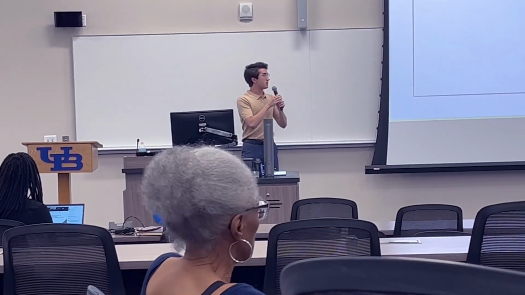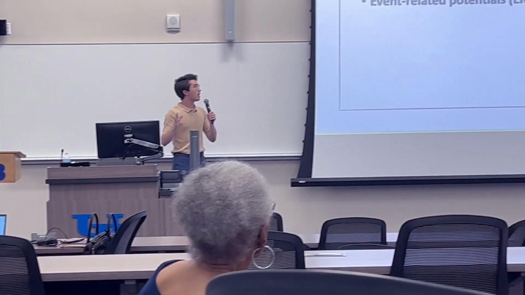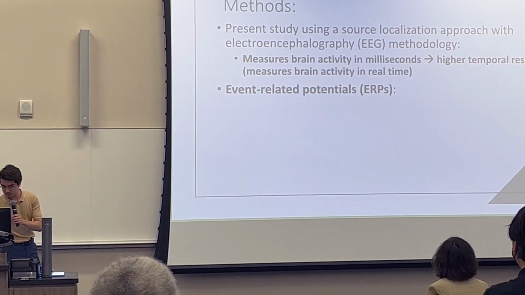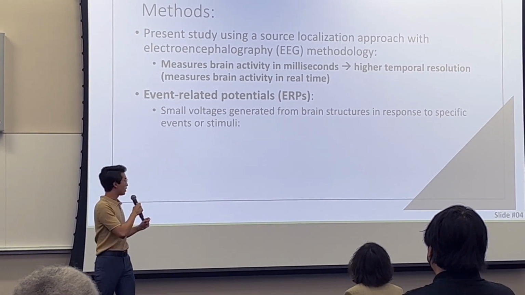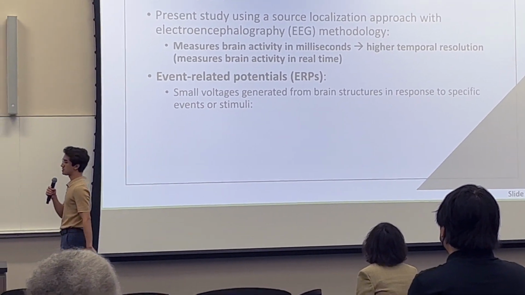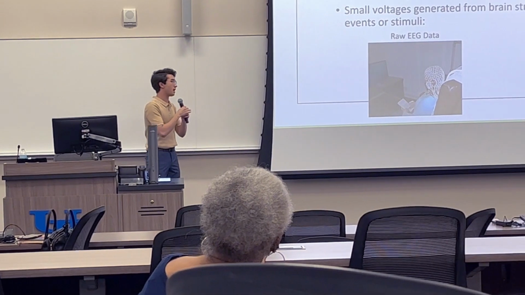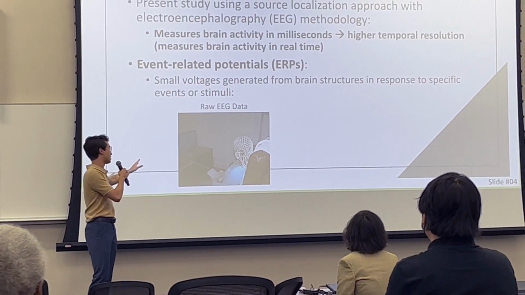So what does EEG measure exactly? As I briefly alluded to, it measures event-related potentials. This is also abbreviated as ERPs, okay? And what happens here is they are small voltage changes generated from brain structures in response to specific stimuli or events, right? And so if you look down here as an example, we have a participant here and they're doing some cognitive task.